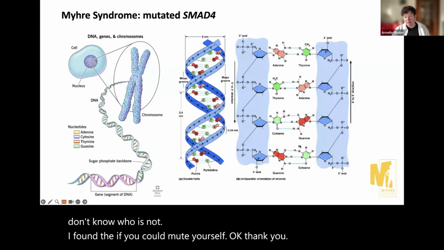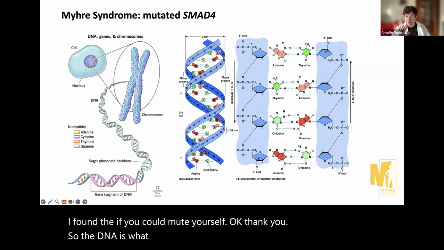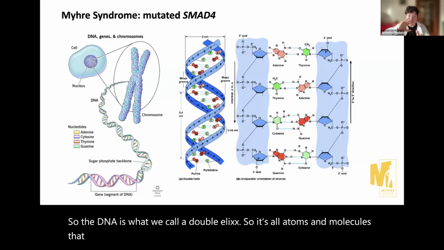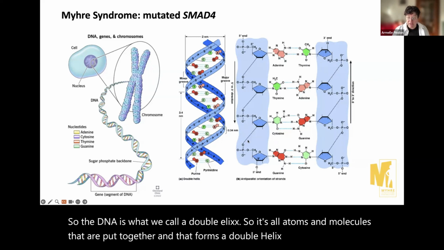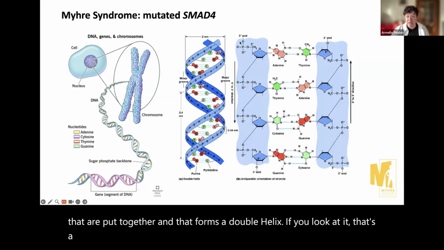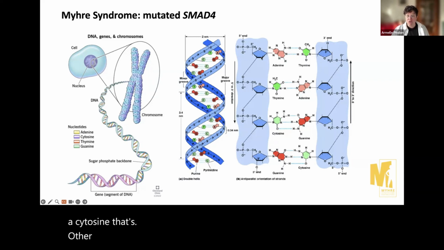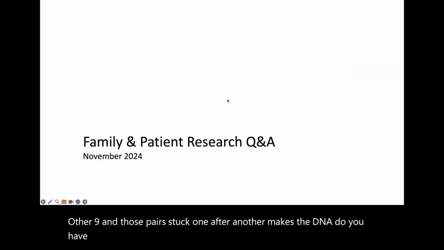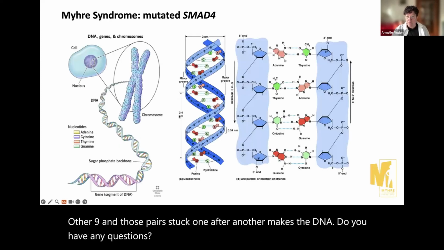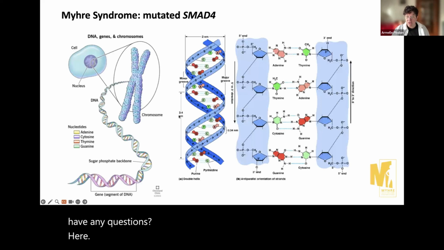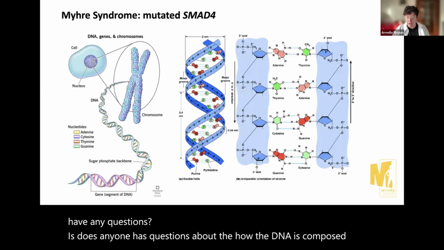So the DNA is what we call a double helix. It's all atoms and molecules that are put together and that forms a double helix. If you look at it, that's a cytosine, that's an adenine, and those pairs stuck one after another make the DNA. Does anyone have questions about how the DNA is composed? No? Okay, so I can go further.